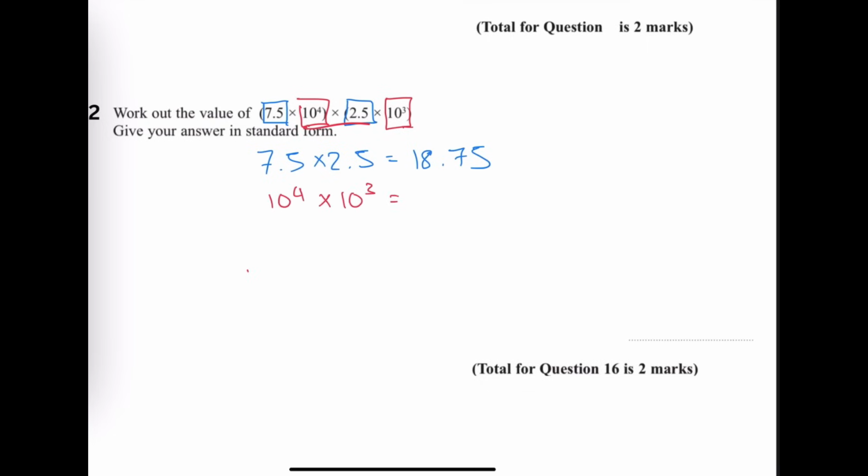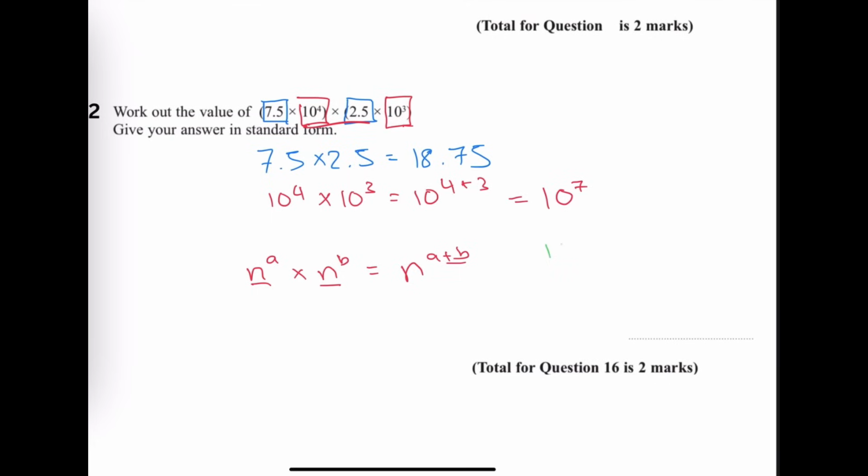And then we do 10 to the power of 4 times 10 to the power of 3. This is using index law. So we know index law is that if two numbers are timesed together where they have the same common base, in this case it's the 10, it will just be the same as adding the powers up. So this would be the same as 4 plus 3, so it's 10 to the power of 7. Now if you put this together, it will just be 18.75 times 10 to the power of 7.